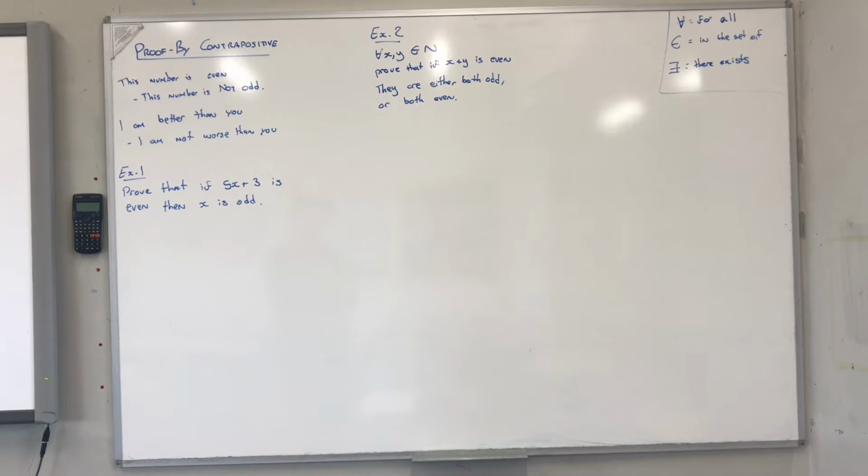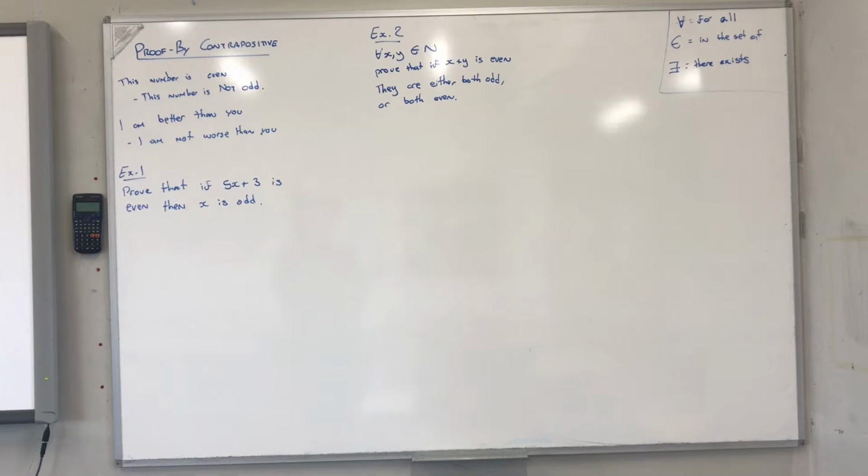It is a sentence or statement which means the same. It's just phrased a different way. So for example, this number is even. A contradiction to that would be, this number is odd. But the contrapositive to "this number is even" is, this number is not odd.